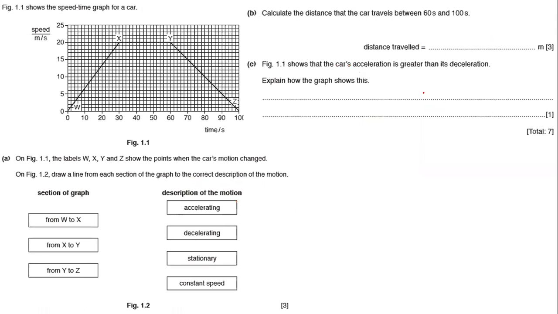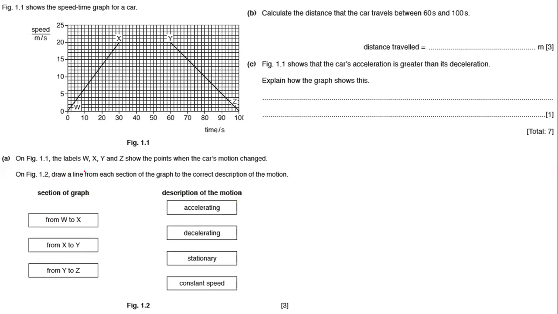Okay, next. Let us move to the next one also. This is something which we have already done, I think. Speed time graph, we have done this. Calculate the distance that the car travels between 60 and 100 seconds. Before that, we have this one. Okay, let us solve this one.